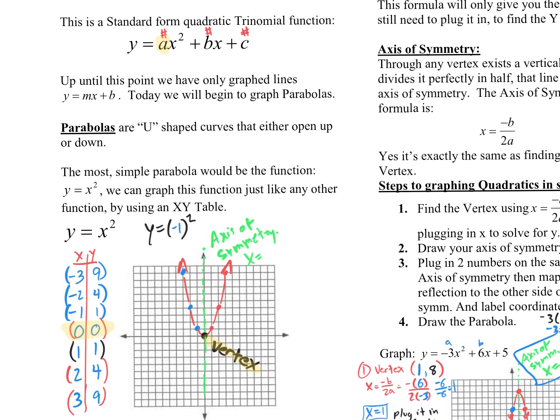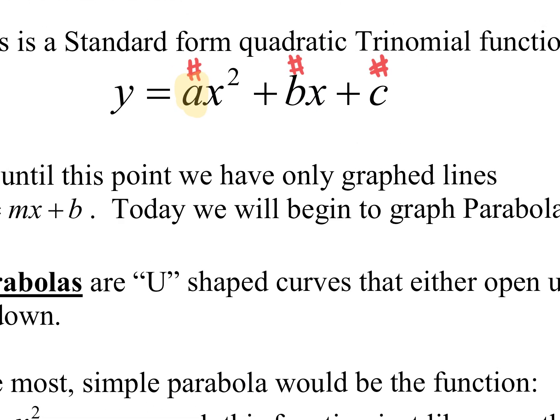Yesterday we learned a lot of important things about parabolas. Any quadratic function will be a parabola, a U-shaped curve. And usually we're going to have a standard form, ax squared plus bx plus c, a quadratic trinomial function that's going to produce a parabola. We also learned the importance of the a value. The a value is very, very important.